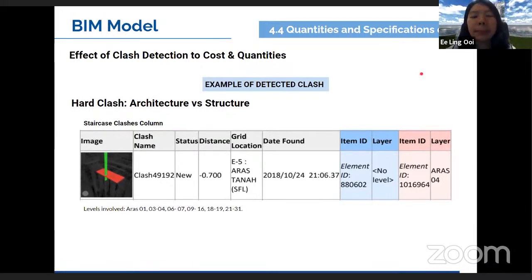Okay, so I will talk about how the clash detection that occurs in the MBKT project affects the quantities of associated building elements and the overall cost of the project. First of all, I will take one detected clash in the MBKT project as an example, which is the hard clash for architectural model versus structural model. In this clash, the staircase has clashed with the column. This is a significant clash in the MBKT project as it occurs on every floor level.